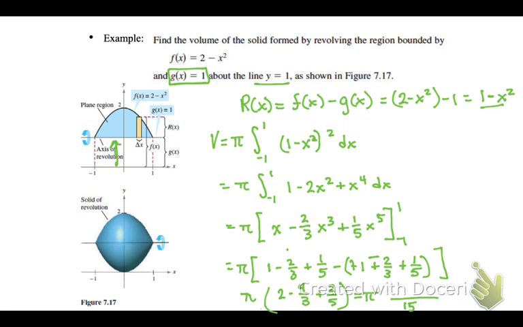So then I have 30 minus 20 plus 6. We're almost done here. And then that would be 16. So 16 pi over 15. Yeah, that's 16. Okay, and that's it for today.